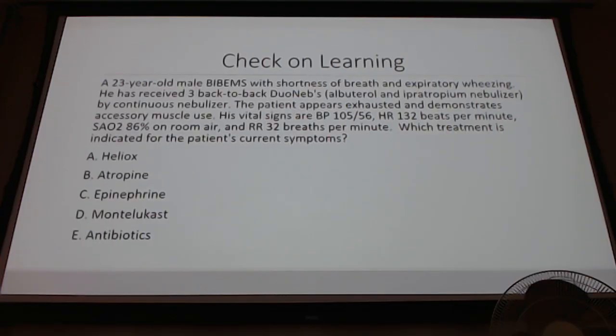Epinephrine? Yeah, so of those options, epinephrine. Likely we would start magnesium first, and then consider epinephrine in this patient, but that wasn't an option on there. We didn't talk about Heliox, so it's not Heliox. Atropine, we're not using that. That would be like if they were in a bradycardic arrhythmia or something. And then the other ones aren't really indicated.